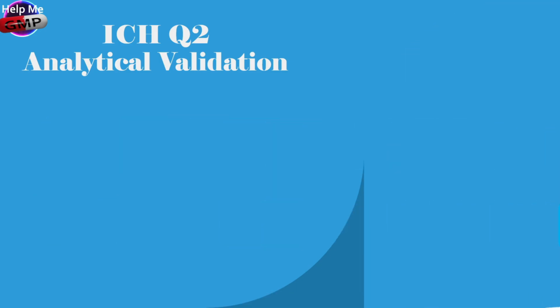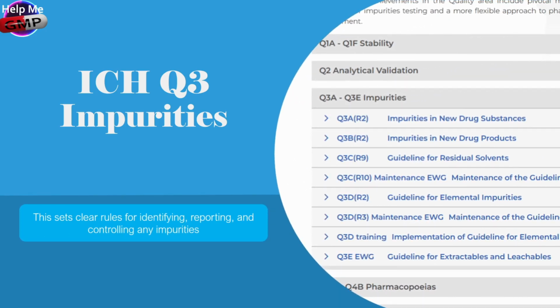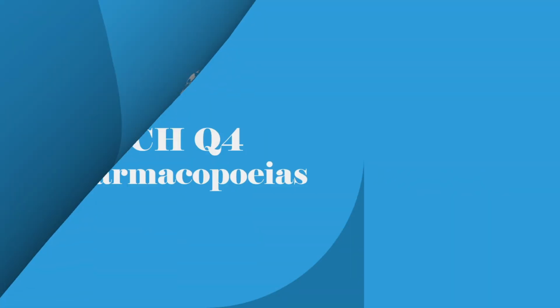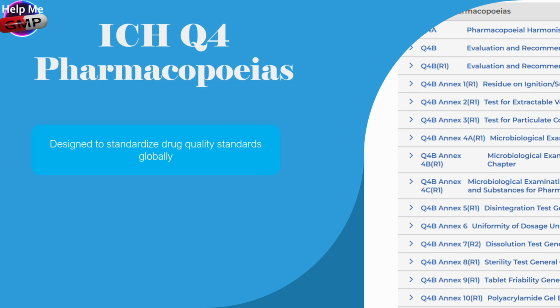Then we have Q3, Impurities in New Drug Products and Substances. This guideline sets clear rules for identifying, reporting, and controlling any impurities, protecting patient safety from expected and unexpected contaminants. Following that is Q4, Pharmacopoeias, designed to standardize drug quality standards globally, making sure your product consistently meets regulatory expectations across different regions.